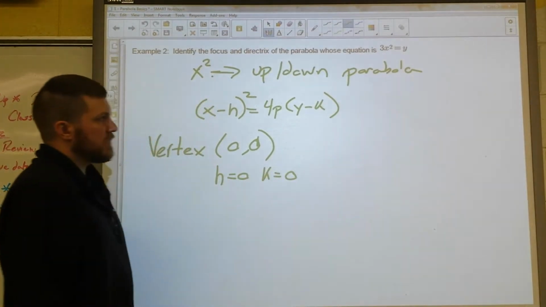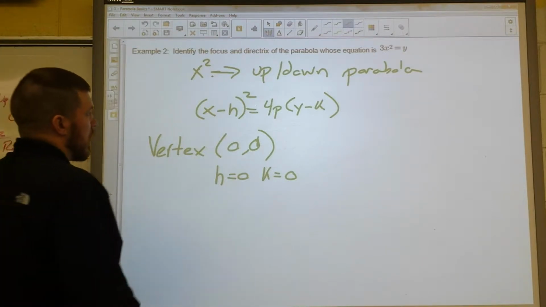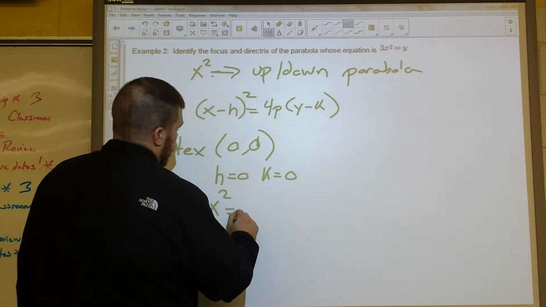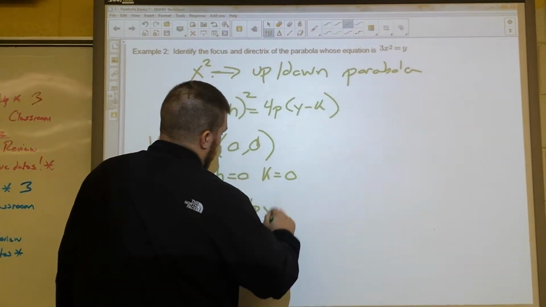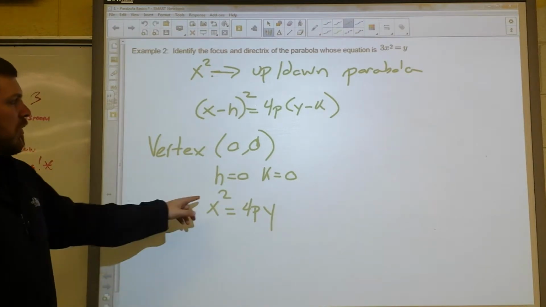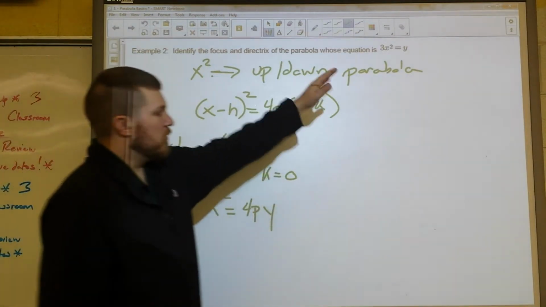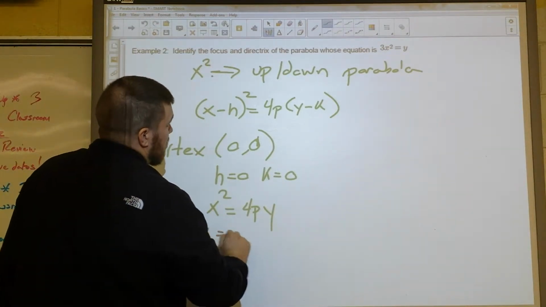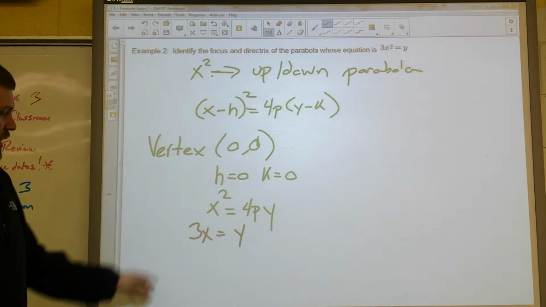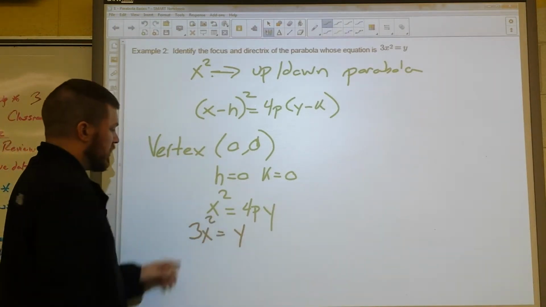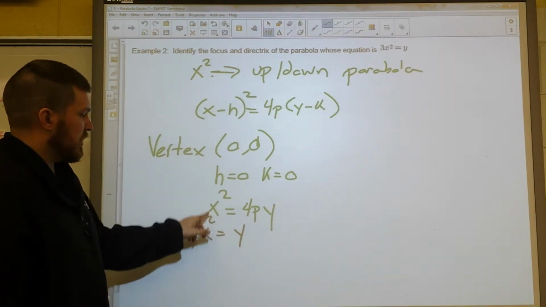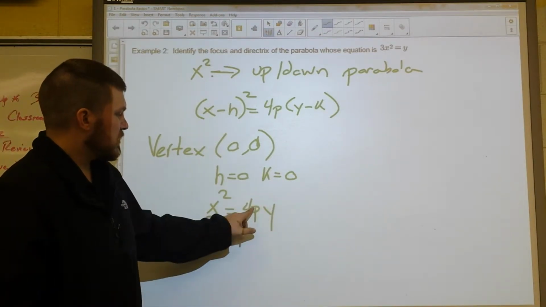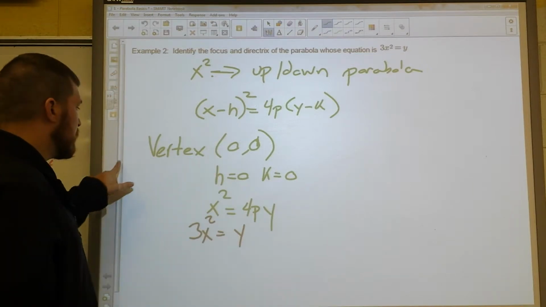So I'm going to plug that into my equation now. Alright, so when I plug that into my equation, I have x squared equals 4py. Well, I want to match this rule up with the rule that I was given in the original problem. I had 3x squared equals y. Okay? What I want to do now is to get my x squared by itself, because if I can get x squared to match up with x squared, that means everything on the right side of my equation must be equal to 4py, and then I can use that to figure out what p is.